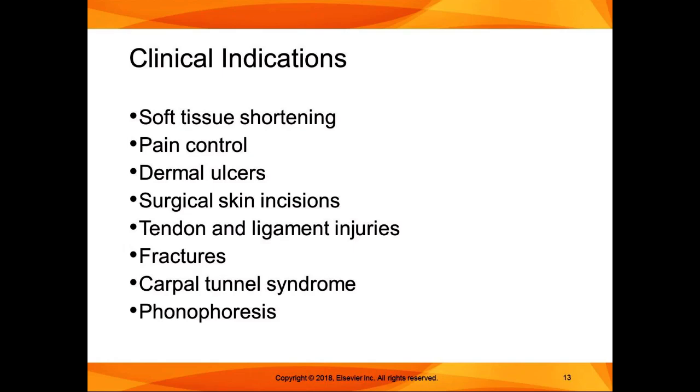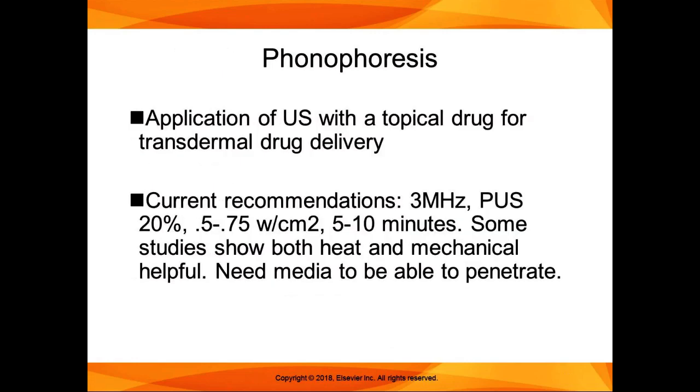Carpal tunnel syndrome, that transverse carpal ligament, the ligament is going to take up a lot of the ultrasound energy, and so we can improve the tissue extensibility there. And phonophoresis is where we use the ultrasound to drive in a medication, usually an anti-inflammatory medication, transdermally. So it's usually a topical drug, and we're using the ultrasound to physically push it into the skin.